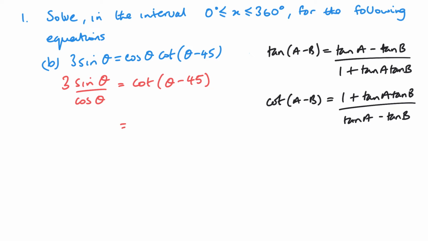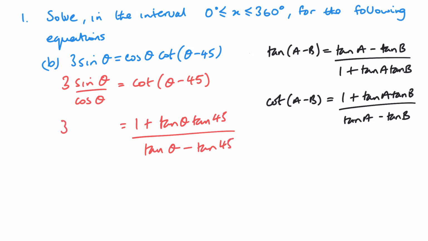So my cot of theta minus 45 is 1 plus tan theta tan 45 over tan theta minus tan 45, and that is equal to 3 tan theta. Now you should know, or should remember, that tan 45 is just equal to 1. So this is equal to 1 here, and this is going to be equal to 1. So on the top I've just got 1 plus tan theta, and on the bottom I've got tan theta minus 1.